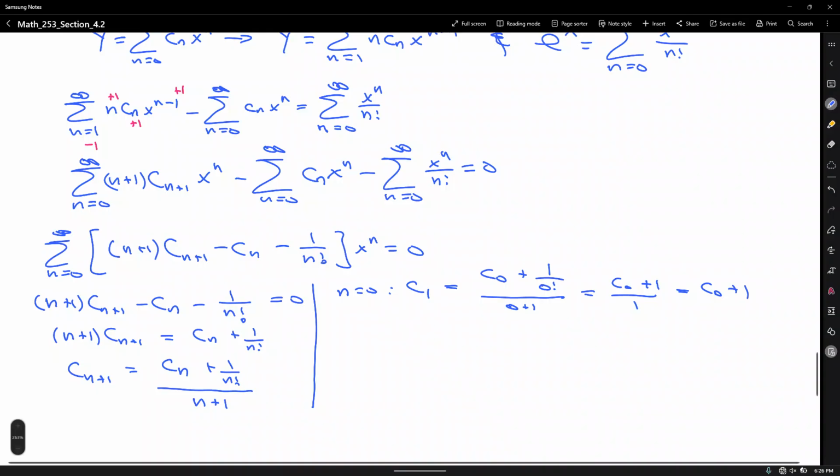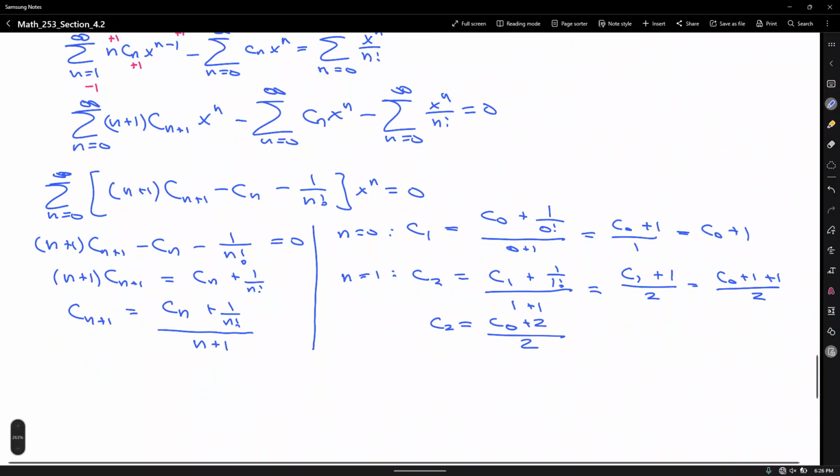For n equals 1, c sub 2 equals c sub 1 plus 1 over 1 factorial divided by 1 plus 1. Wait, that's c sub 1. But what is c sub 1? Isn't that c sub 0 plus 1 plus another 1 over 2? And that equals c sub 2 equals c sub 0 plus 2 divided by 2.